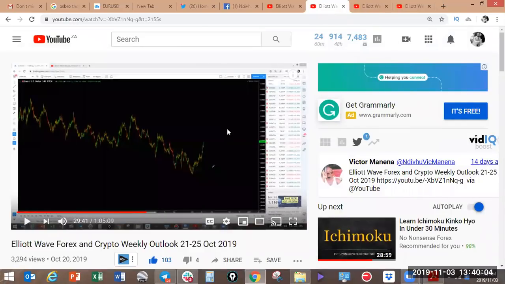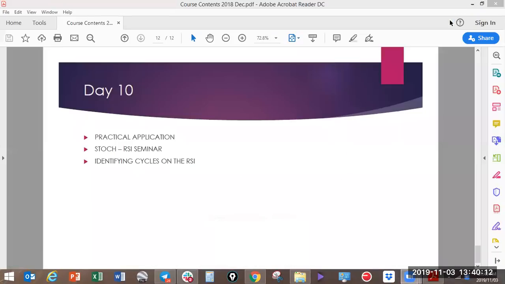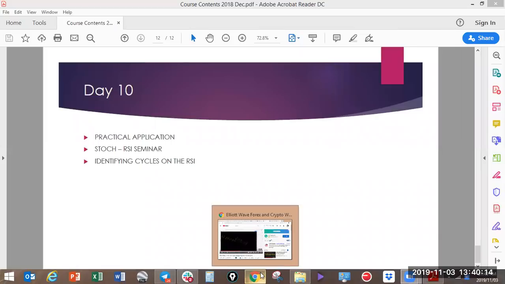So this was Euro US dollar 24. This is the recent one after we got the corrective structure. I said look for a deeper correction, and that is what has happened before we get the move to the upside. Let's look at that deeper correction.